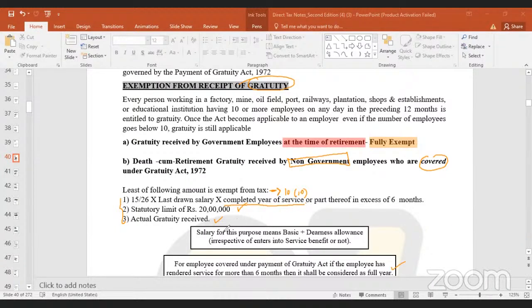Next, what is salary for this purpose? We have read it in entertainment allowance. Salary for the purpose of entertainment allowance is only basic pay. But what is the salary over here? The salary for this purpose is going to be basic plus dearness allowance if it enters into service benefits. This is the salary definition for the person who is covered under the Payment of Gratuity Act: basic plus DA, irrespective of whether it enters into service benefits or not, it is going to be considered.